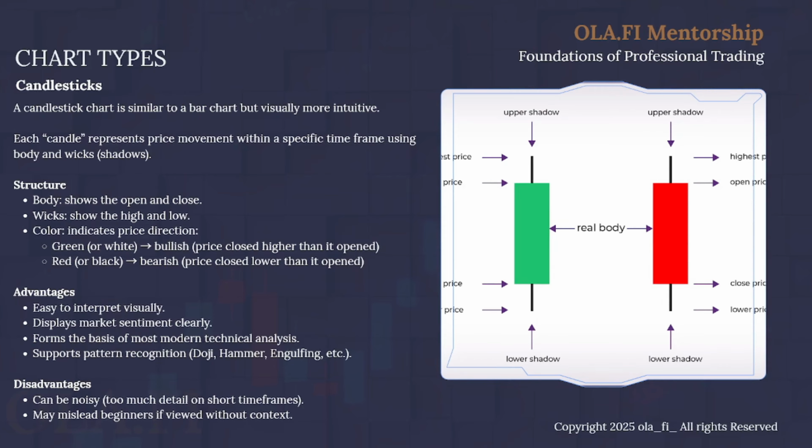Each candle represents price movement within a specific time frame using a body and wicks, the shadows. Also, the wicks are also called shadows. So, the structure: the body shows the opening and close. Wicks show the high and low.